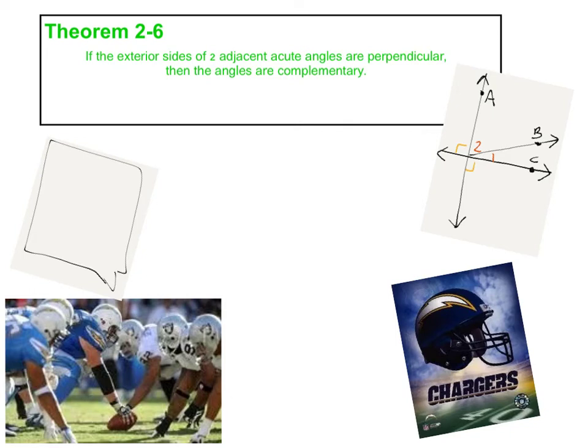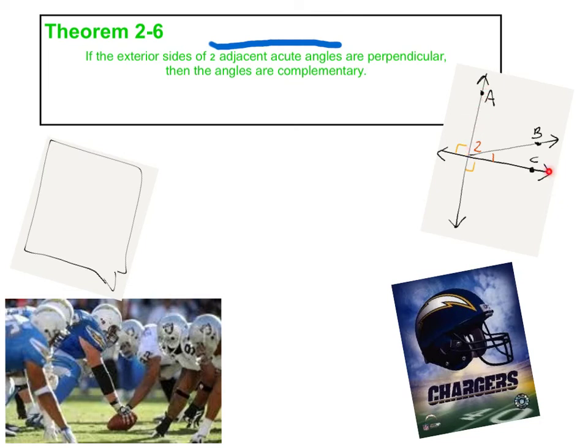I want to focus on the two adjacent acute angles. In this case, they're talking about, let's say, angle 1 and 2. These are two angles that are side by side, adjacent, that are acute. They're smaller than 90 degrees. Now the exterior sides, this side and this side, are said to be perpendicular.